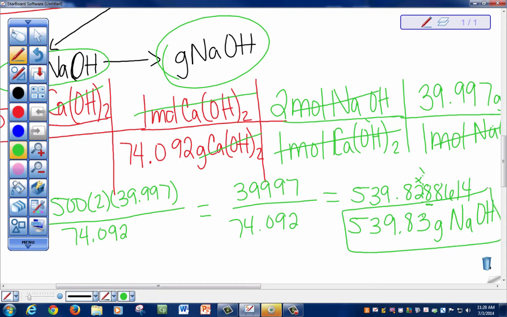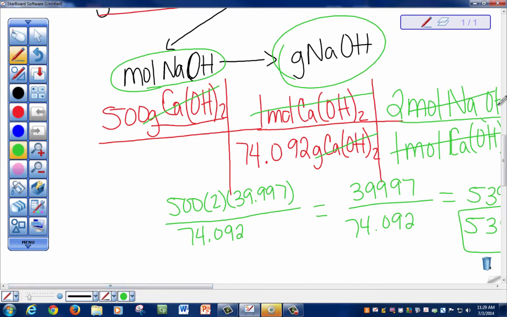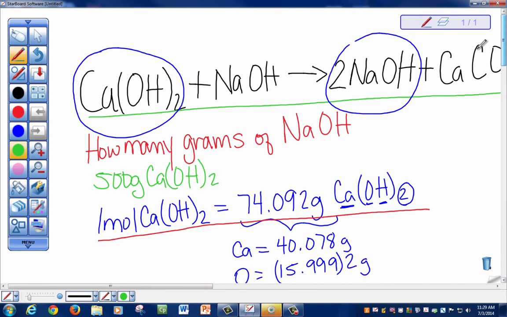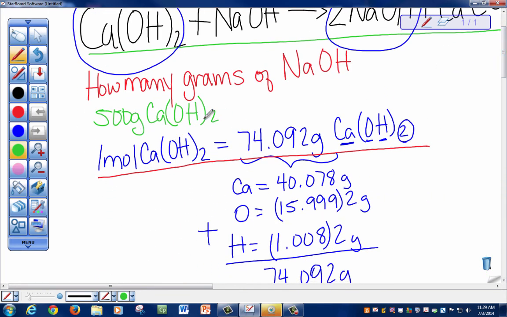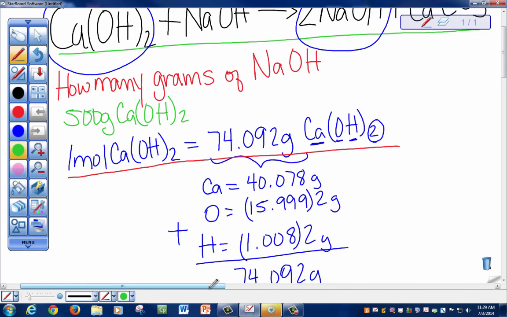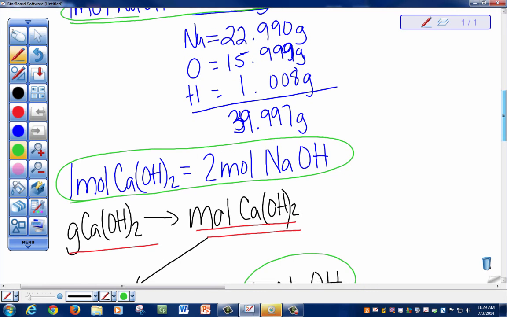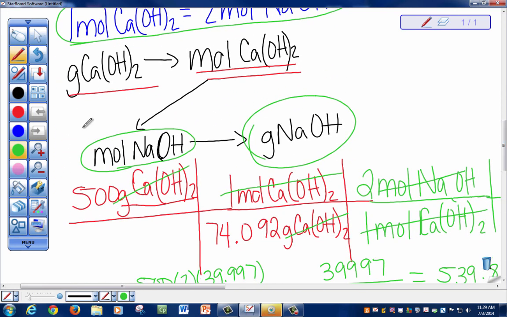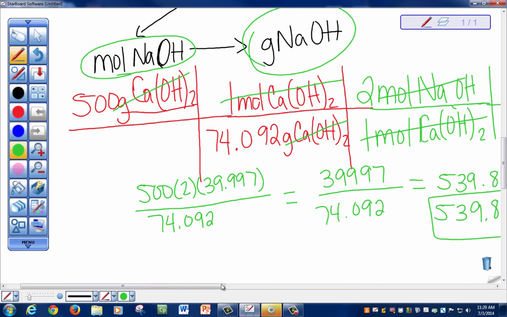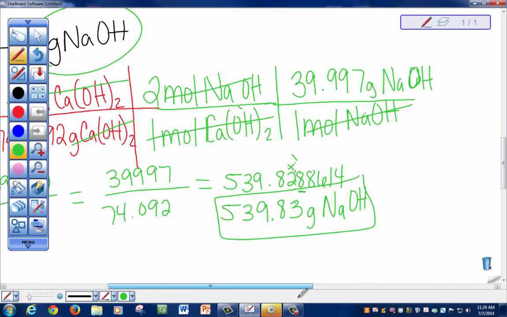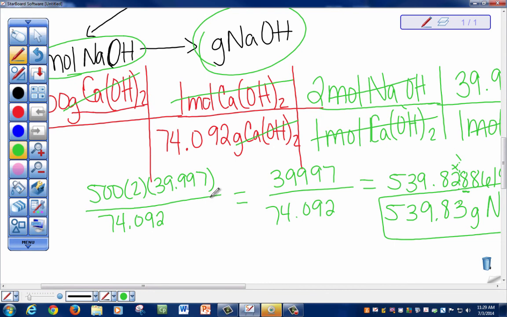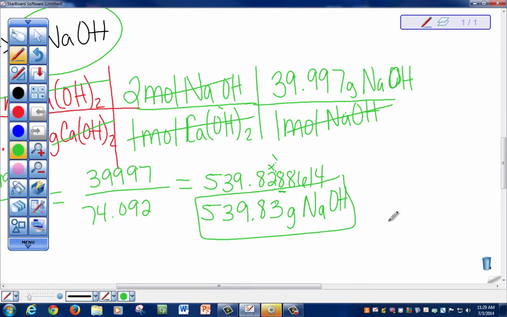And there we go, guys. We were able to figure out how many grams of sodium hydroxide we can get from the equation. Step 1 was to figure out what your question is and list the information that they do give you. Set up your conversion factors. Make your little roadmap. Set up the conversions correctly. Multiply across. Divide. And round to the correct number of significant digits.